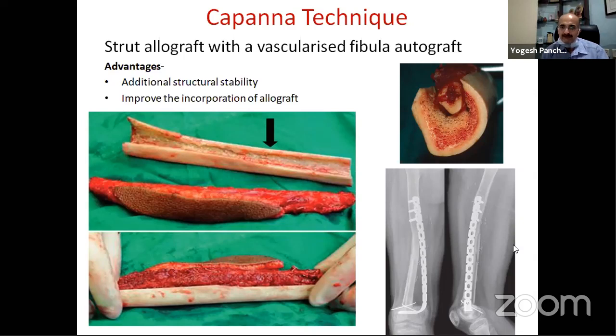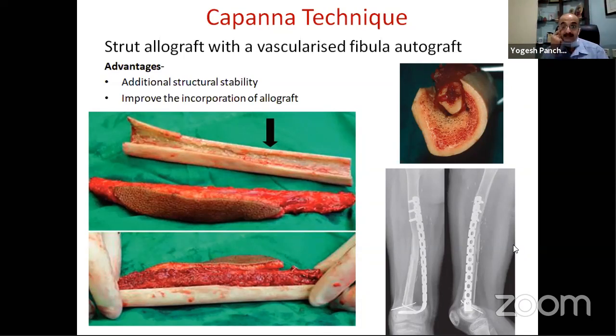Capanna has now modified the technique. The slide that we see on the screen currently shows that a slot has been entirely made. That is typically done when the fibula is very big in size, and it is inserted so that you're not stripping off the periosteum, and you're not stripping off the blood vessel, the fibular nutrient artery that is supplying vascularity to the fibula.